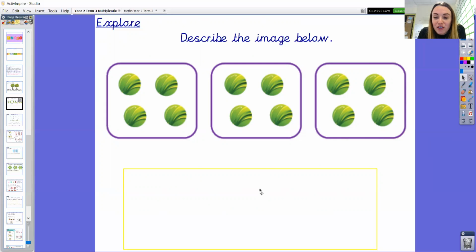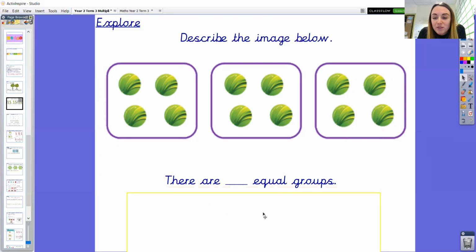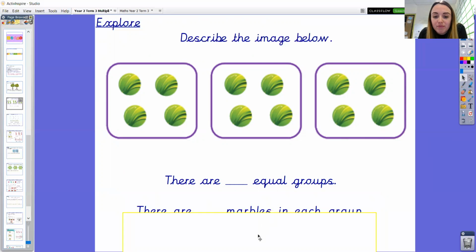Brilliant. Well done, Year 2. That's super. So, as we can see, we have the sentence, there are equal groups. Can you say it with me, filling in the space? There are 3 equal groups. Well done. Okay, the next STEM sentence says there are marbles in each group. Can you have a go at saying that sentence and filling in the space? Fantastic. There are 4 marbles in each group.